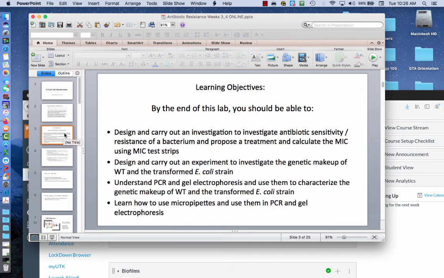All right, so learning objectives, of course. This one's all about the PCR and gel electrophoresis. We've been working with antibiotic sensitivity and resistance using the Kirby-Bauer and the MIC experiments. Now we're going to take it a step further and look at PCR to do some genetic characterization. If we were in class, we would have learned how to use micropipettes because those pipetters are required to set up the PCR and gel reactions.